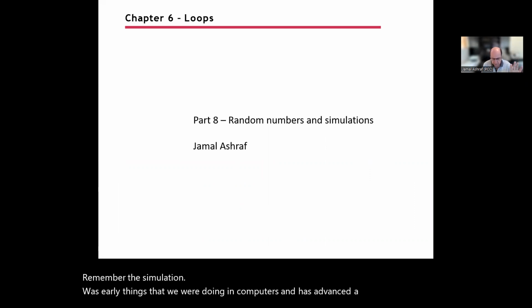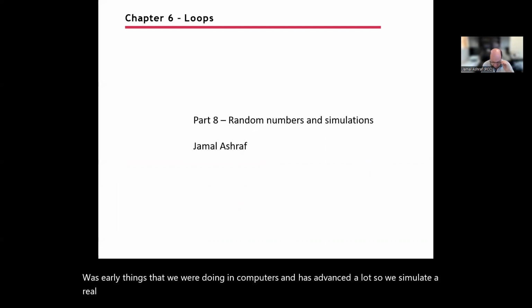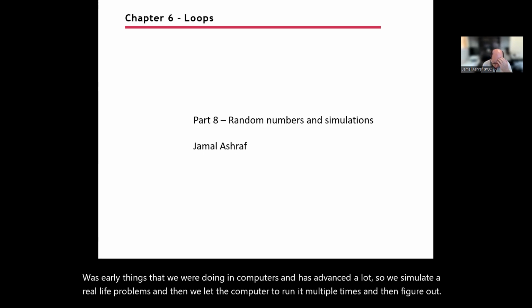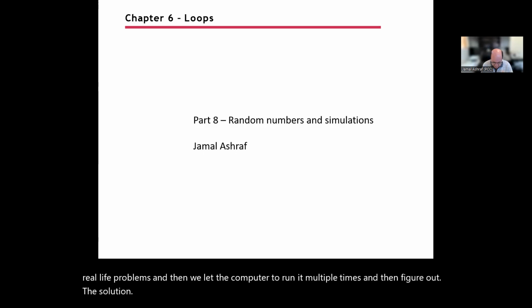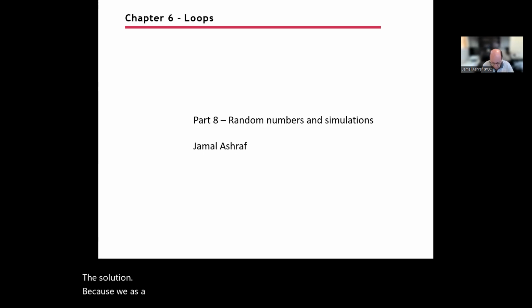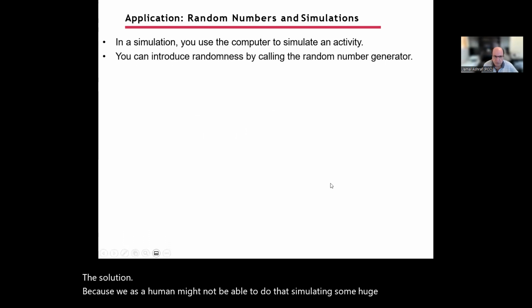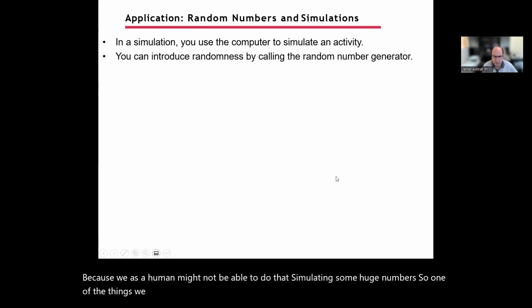So we simulate real life problems, and then we let the computer run it multiple times and then figure out the solution, because we as a human might not be able to do that, simulating some huge numbers. So one of the things we want to talk about is the random number.